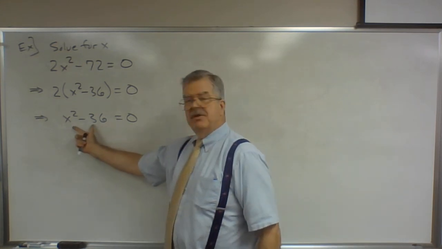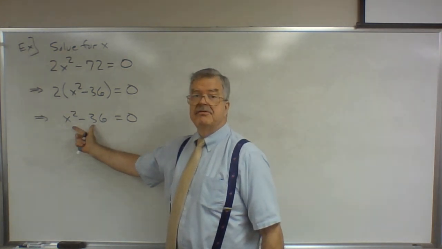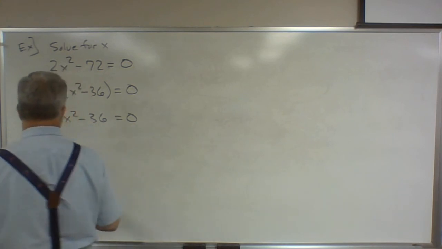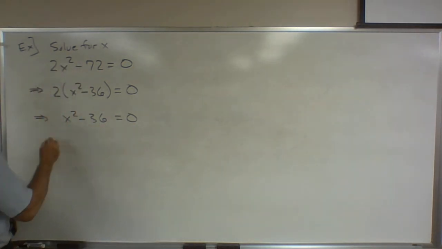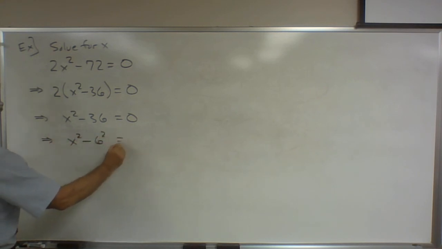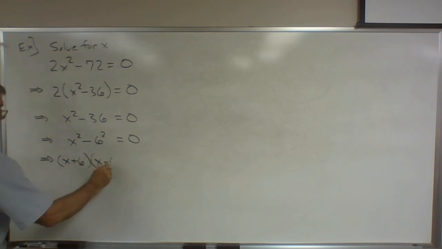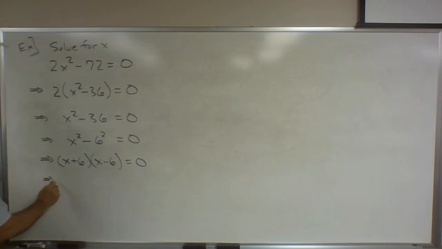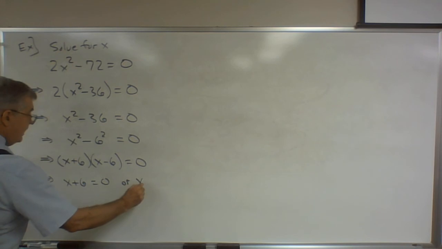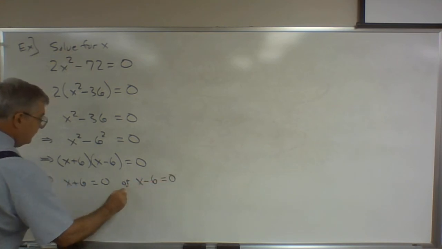And this is the equation that we have left, and we recognize this as the difference of perfect squares. We recognize that 36 is a perfect square, and so we'll write it like this. X squared minus 6 squared is 0. And we use that special factorization, x plus 6, x minus 6 is 0. And that tells us either x plus 6 is 0 or x minus 6 is 0.